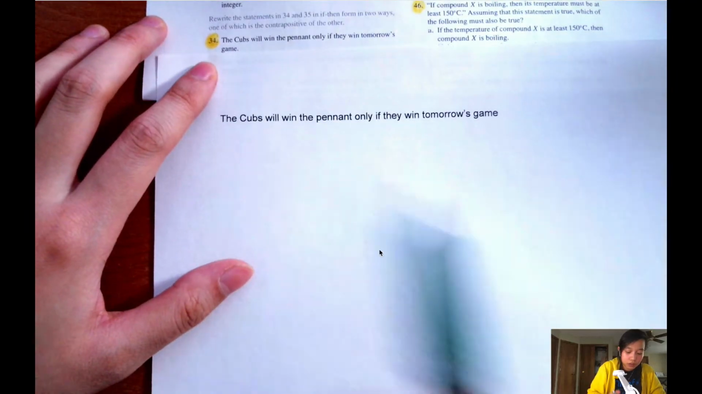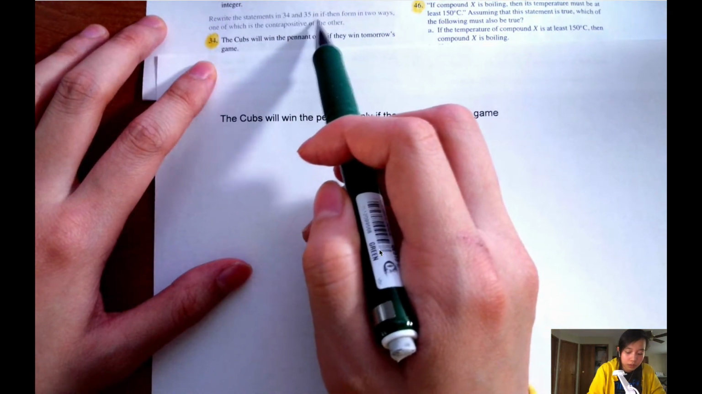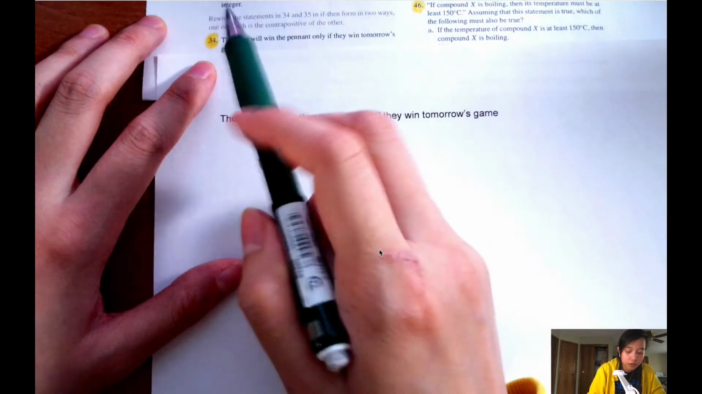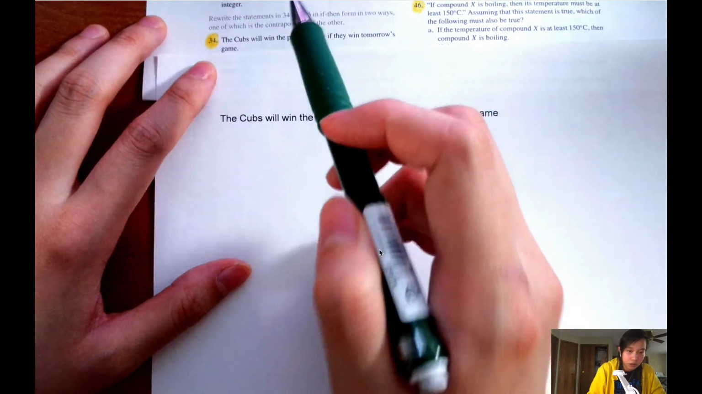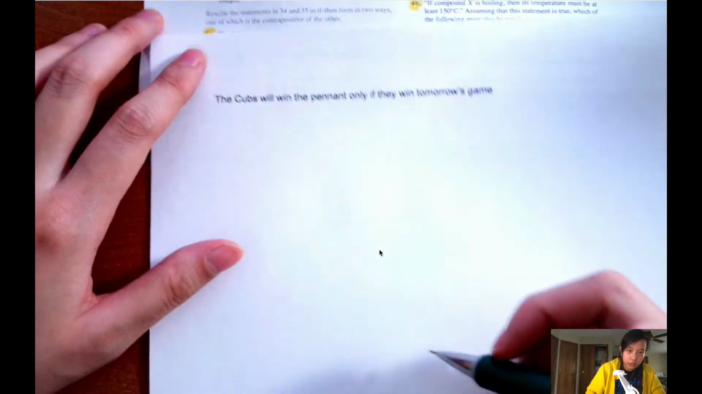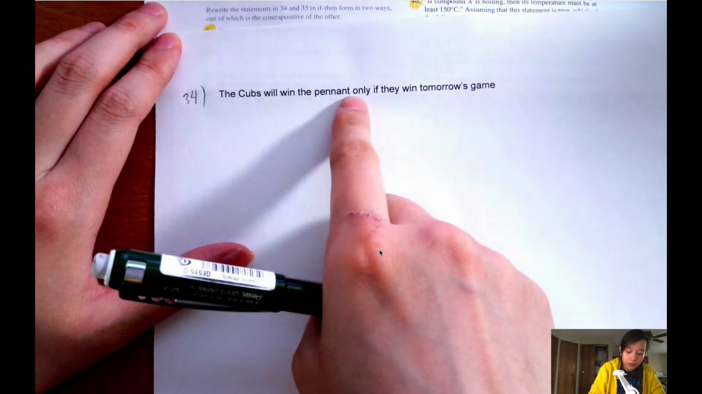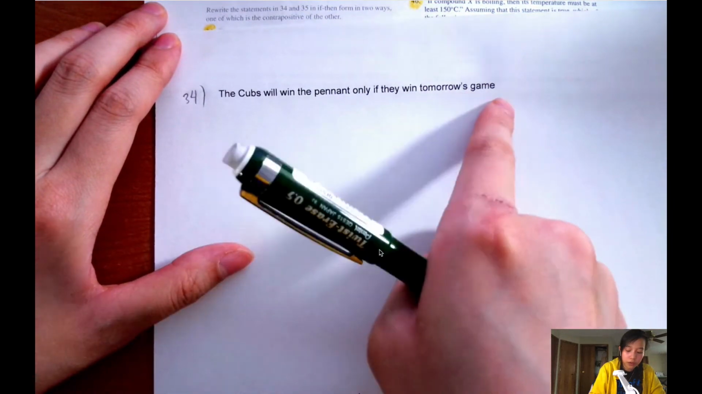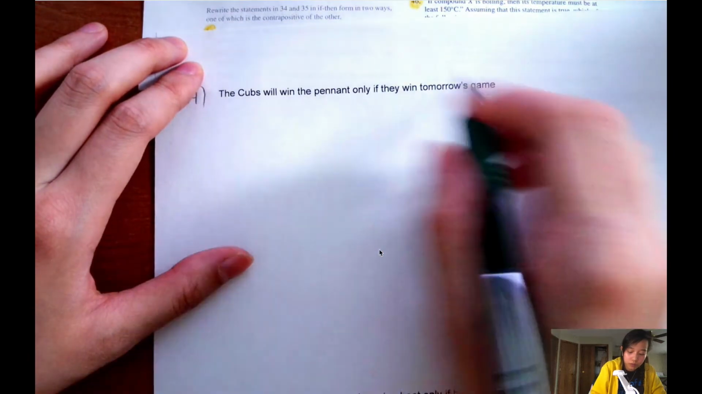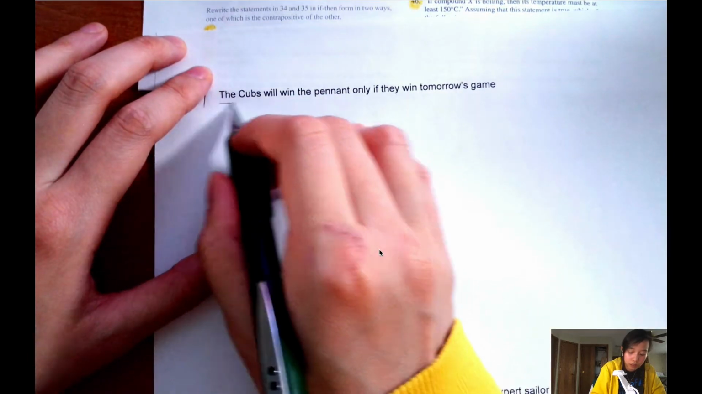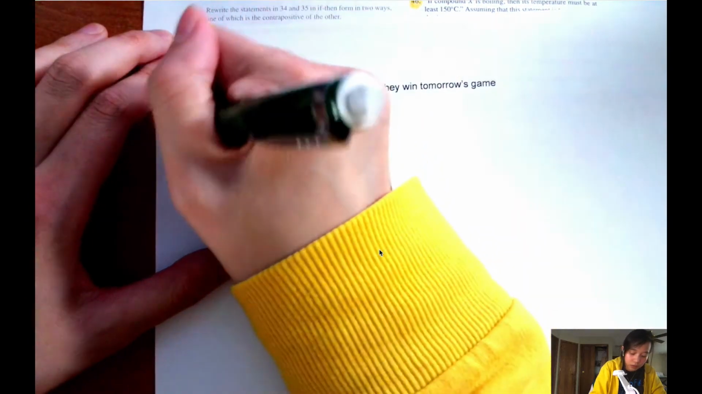Okay, so the question says, rewrite the statements in 34 and 35 in if-then form in two ways, one of which is the contrapositive of the other. Number 34, which I typed right here, says, the Cubs will win the pennant only if they win tomorrow's game. Because there's an only if here, if you want to write the sentence in if-then form, all you have to do is take the first part of the only if sentence and put that next to an if.